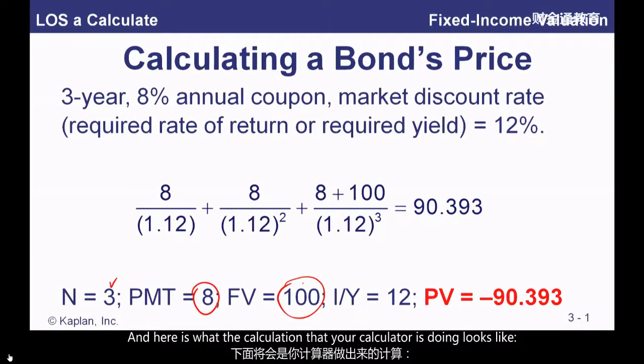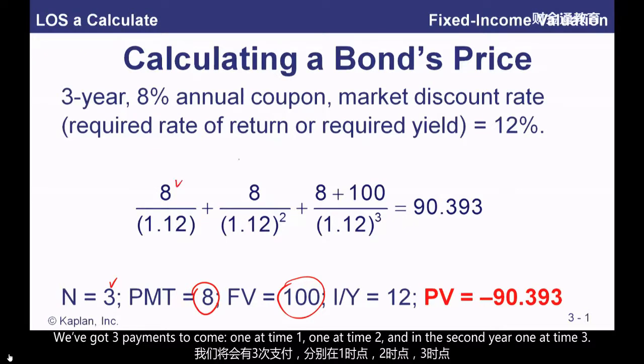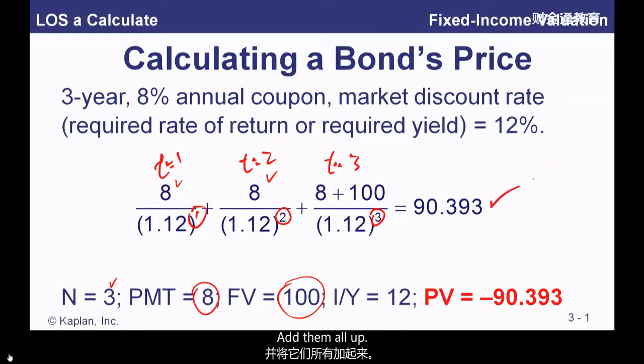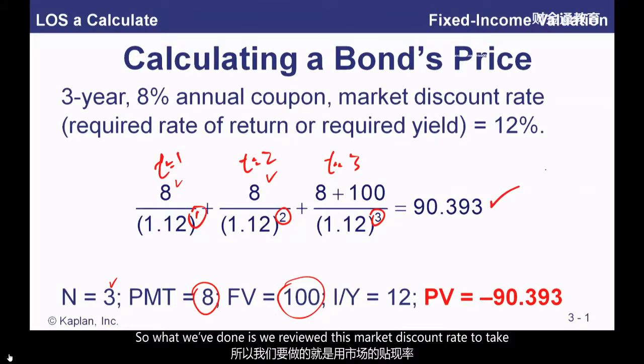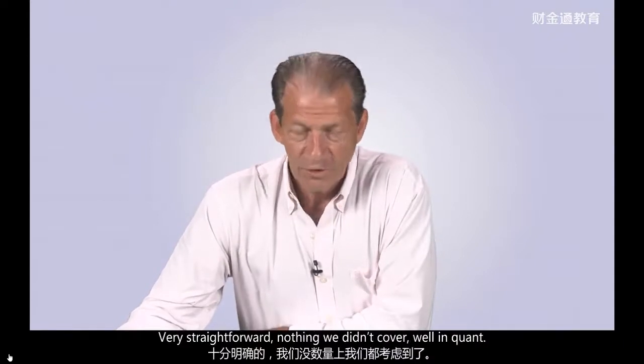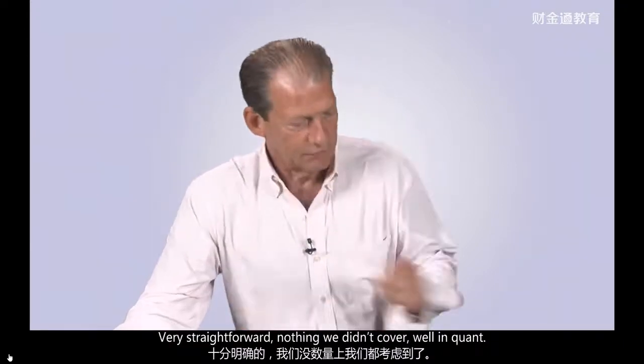And here's what that calculation that your calculator is doing looks like. We've got 3 payments that come, one at time 1, one at time 2, end of the second year, one at time 3. So we discount this payment for 3 periods, this one for 2 periods, this one for 1 period, add them all up. So what we've done is we've used that market discount rate to take the present value of those 3 payments. Very straightforward, nothing we didn't cover well in quant.